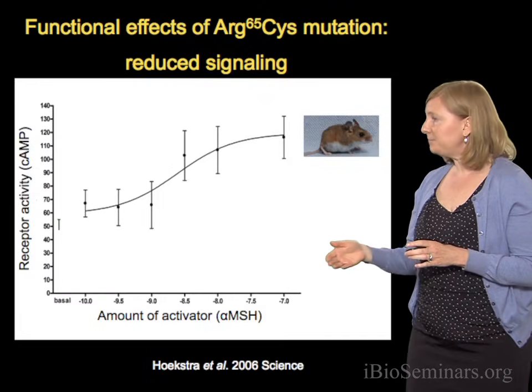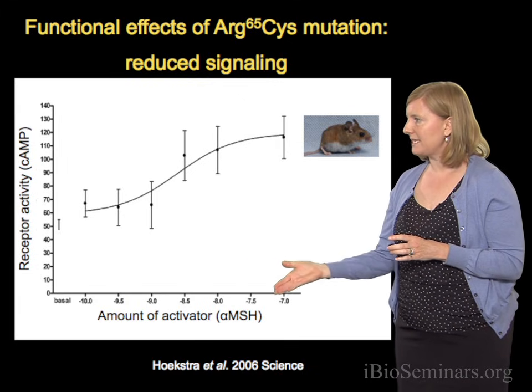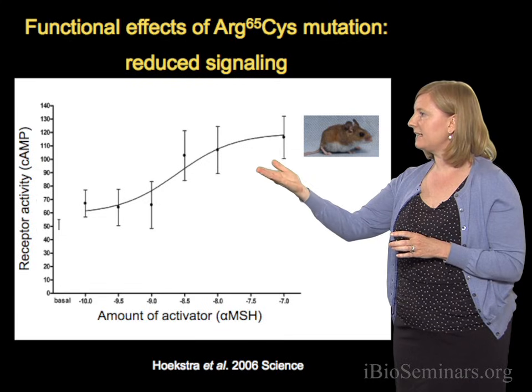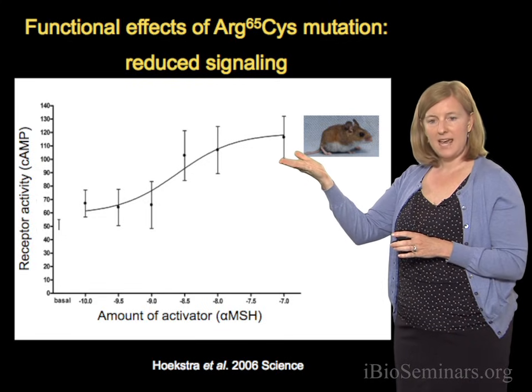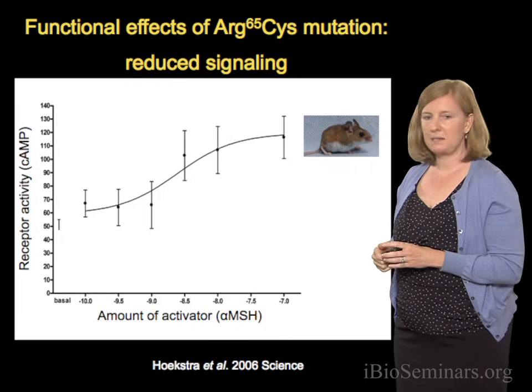So here what we did is you can see we added increasing amounts of alpha MSH, which turned on MC1R, and you can see that it's signaling higher and higher with cyclic AMP until it sort of plateaus out. And this is a normal sigmoidal response curve that we see in the mainland mouse.